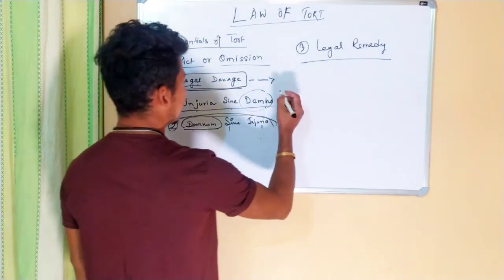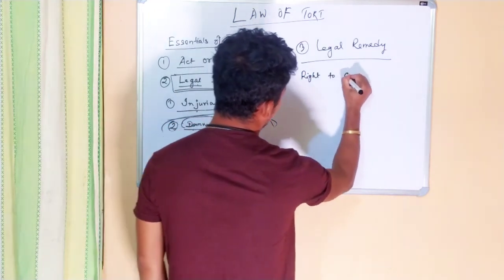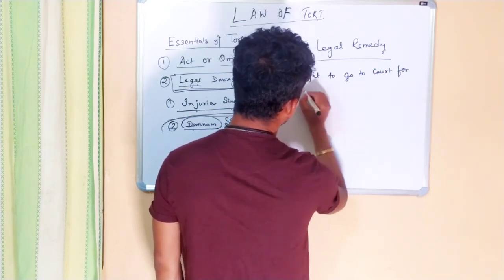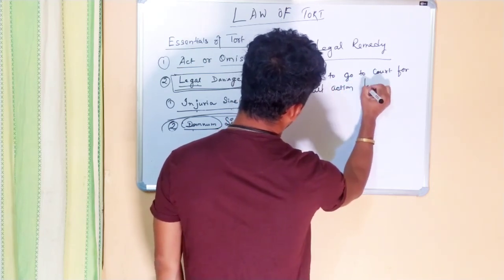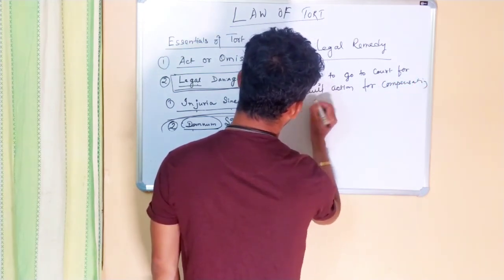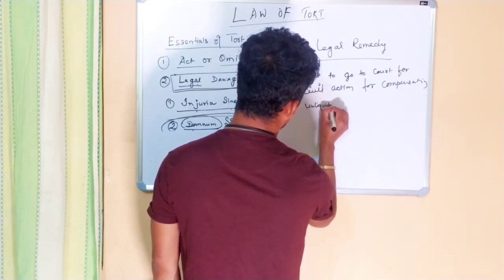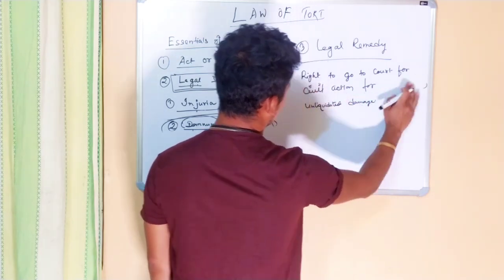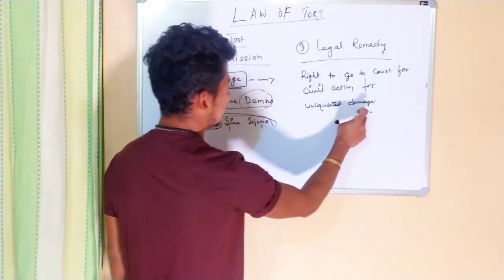Legal remedy means the right to go to court for civil action, for compensation which is not fixed, that means unliquidated damages. So legal remedy here means the right to go to the court for civil action for unliquidated damages.